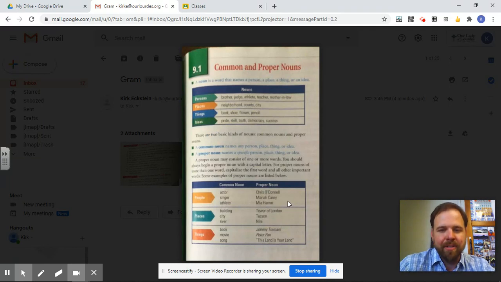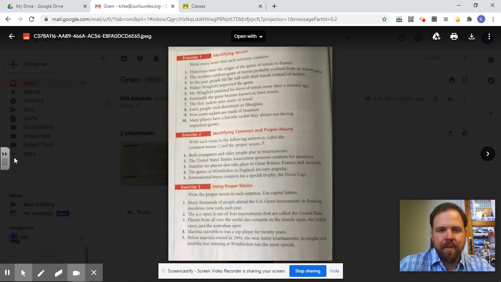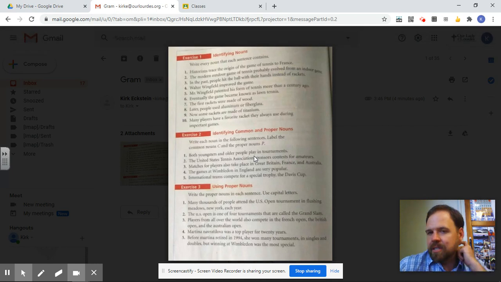So they go down here and you can look at the bottom. They give you a few more examples of what a common version versus a proper version would be. I'm going to show the next page though. Okay, and here's where your exercises were. As far as the instructions, I would say that they're followed pretty much to a T.